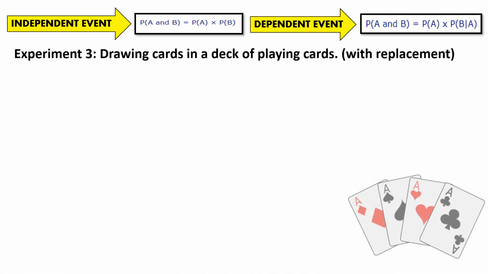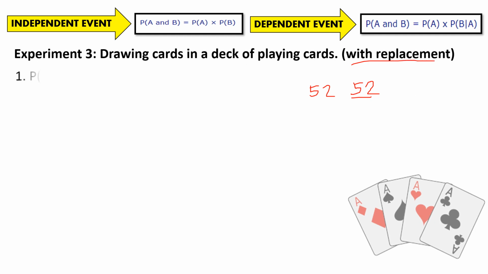Experiment number 3, still drawing cards in a deck of playing cards, but this time with replacement. When we say with replacement, after drawing the first card, you are to return it again. So if we have 52 cards and we get one of the cards, then before going to the next experiment, we return the card that was taken. Therefore, the total sample space will still be 52, because we are replacing the card that we have drawn.